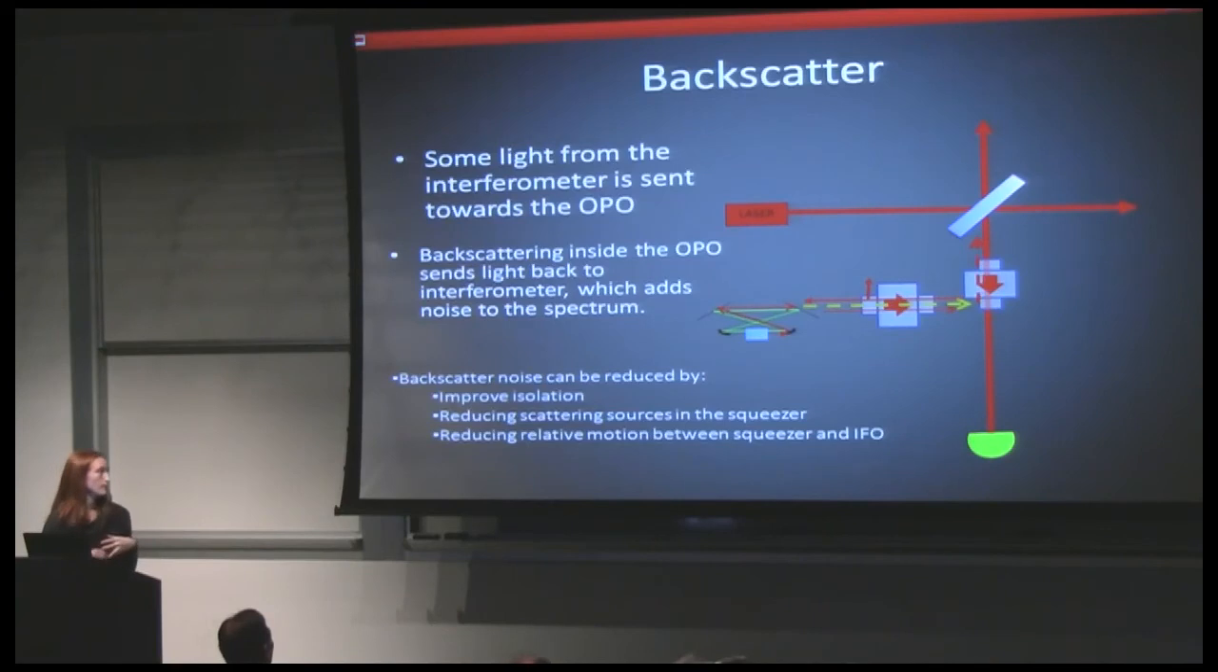The second would be reducing scattering sources on the squeezer table itself. This is why we chose a traveling wave OPO cavity instead of a linear cavity, because it should be immune to first order. It's immune to backscatter. And then the last option is reducing relative motion between the squeezer table and the interferometer.